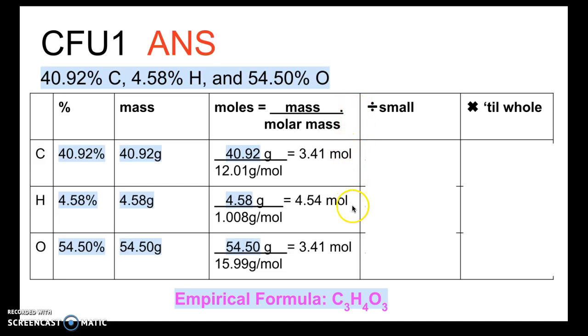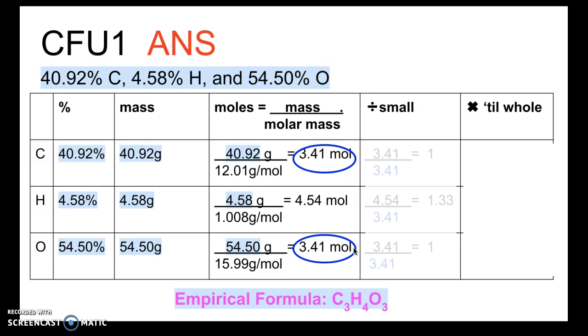And then we need to divide by the smallest value, so we need to identify which one of these moles is our smallest, and two of them, turns out carbon and hydrogen both are the smallest numbers. So we divide everything by those numbers, and then that will give us our mole ratios. In this case, we end up with a decimal 1.33, so we need to multiply that by a number to get all the numbers to be whole numbers.